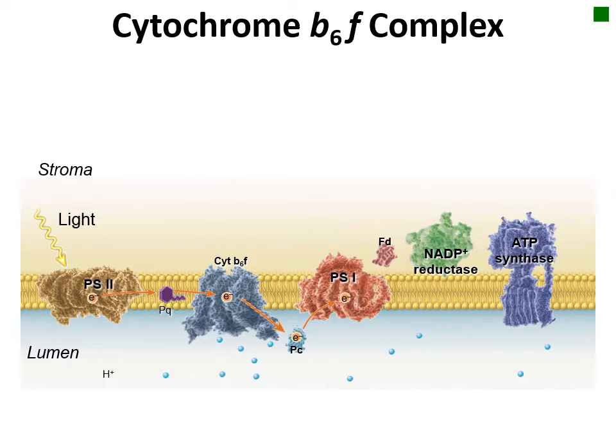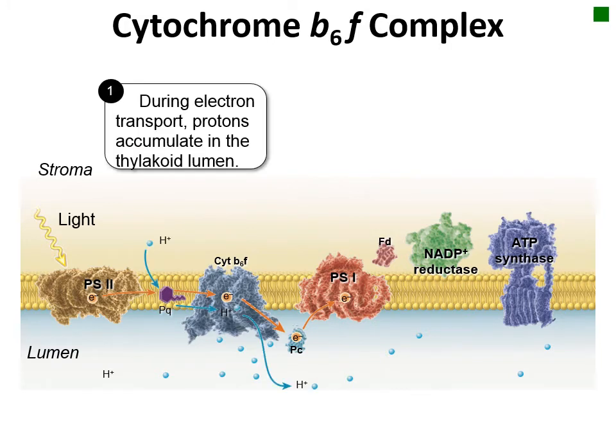During this process, cytochrome B6F functions similarly to electron transport chain complexes of cellular respiration. It uses the energy from the excited electron to transport hydrogen ions from the stroma of the chloroplast into the lumen of the thylakoid, creating a higher concentration inside the thylakoid than in the stroma.